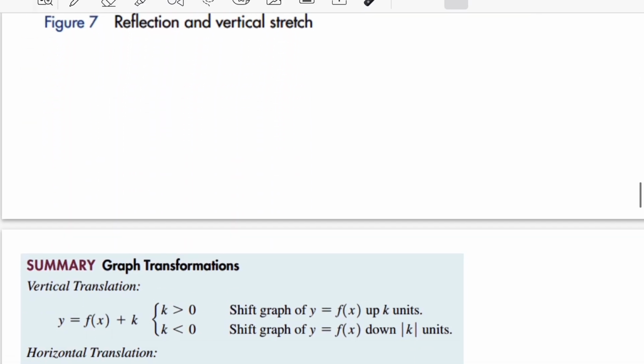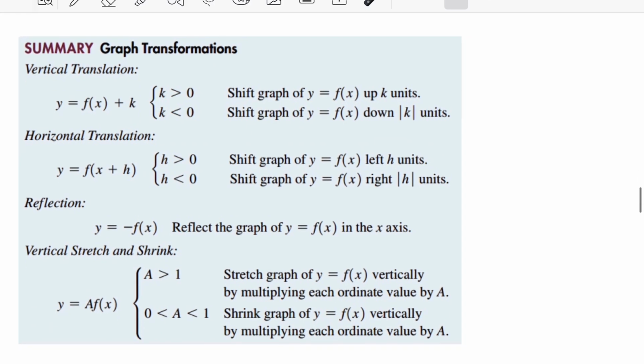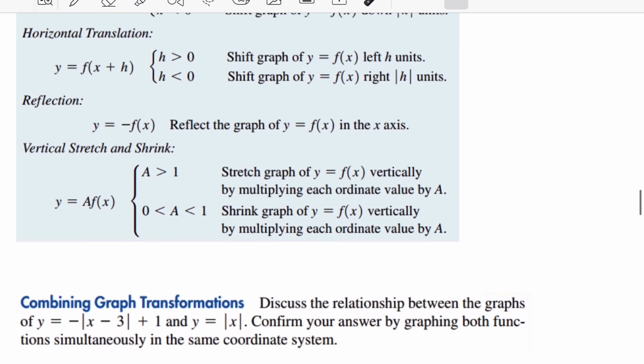All right, so here is a little summary of our graph transformations. So we have our vertical translation, so when we're shifting our graph up or down. And then we have our horizontal translation, so when we're shifting our graph to the left or to the right. And then we have our reflection, when we are reflecting our graph over the x-axis with this -1 out in front here. And then we have our piecewise graph here for our vertical stretch and shrinks.